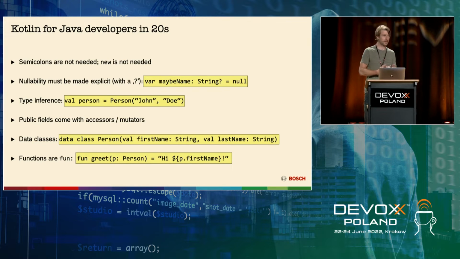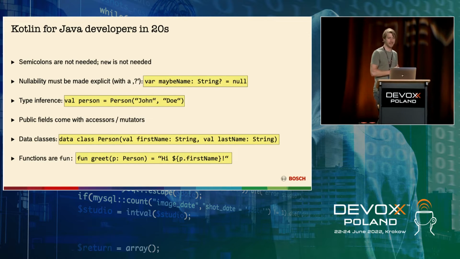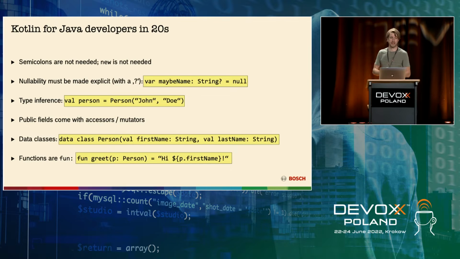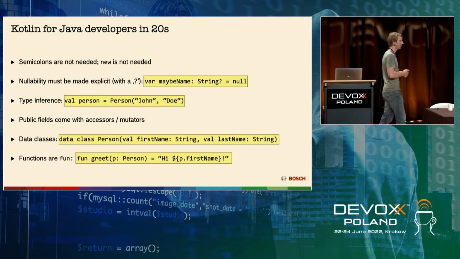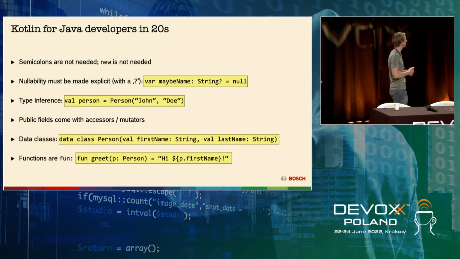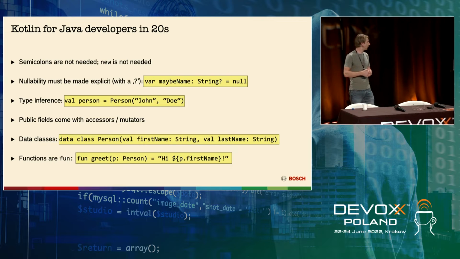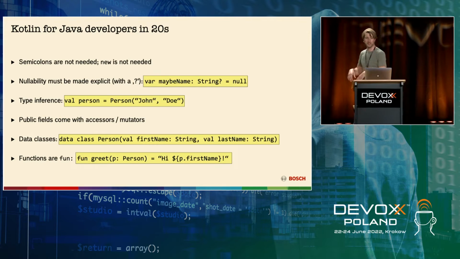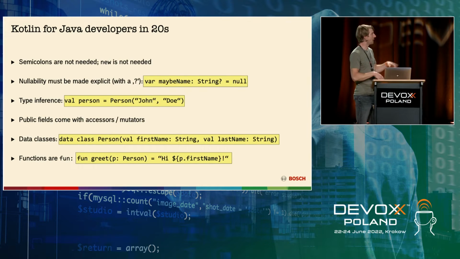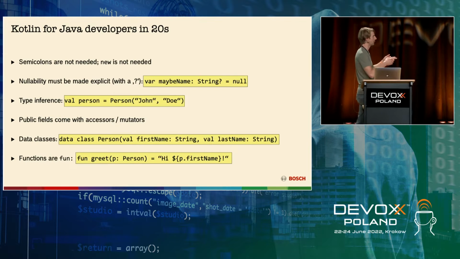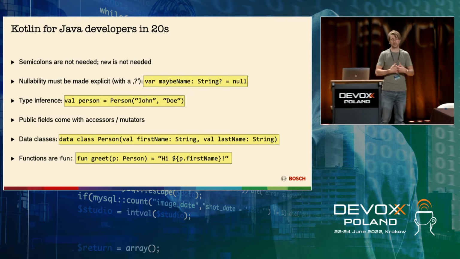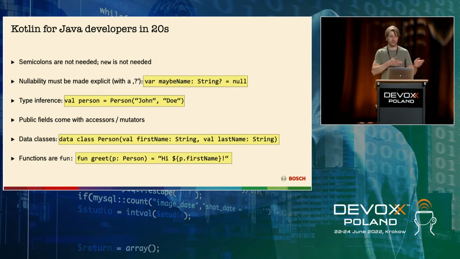Also, we have type inference. Java has that as well since quite a while, so that's nothing special. We have the public fields that come with accessors and mutators, and then we have data classes, similar to the newly added Java records, but Kotlin data classes are a little bit more powerful. And then functions are more fun in Kotlin, right? Because you get to write fun all the time. And if it's just a one-liner, you can write the expression with the equal sign, and then it's really short and concise.